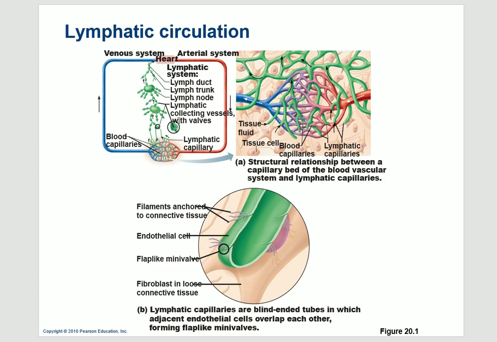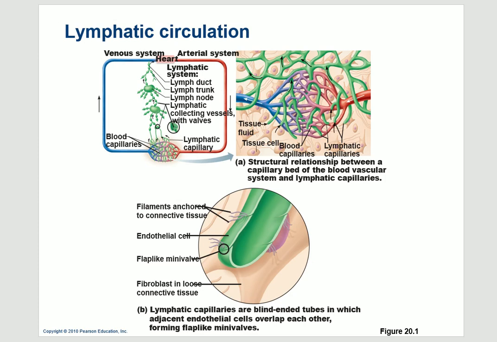We have large collecting vessels with valves. We have little lymph nodes, these little dots. We have lymphatic trunk. So that's this guy in the middle. It connects. Remember, trunk just means it's going to branch out. Lymphatic ducts, moving up, and then back into the heart.